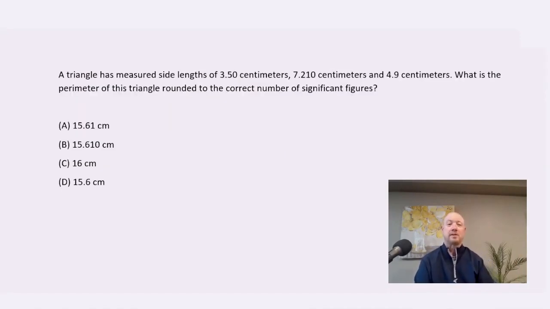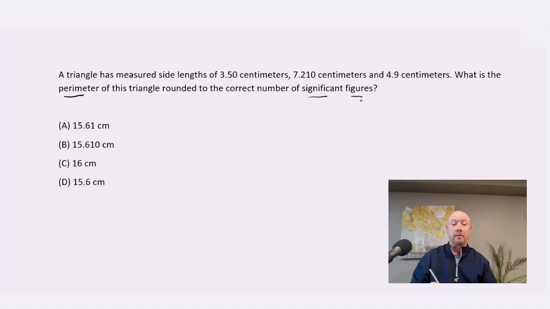A triangle has measured side lengths of 3.50 centimeters, 7.210 centimeters, and 4.9 centimeters. What is the perimeter of this triangle rounded to the correct number of significant figures? All right, so we have a couple things going on here. We need to know about perimeter, and we need to know about significant figures.